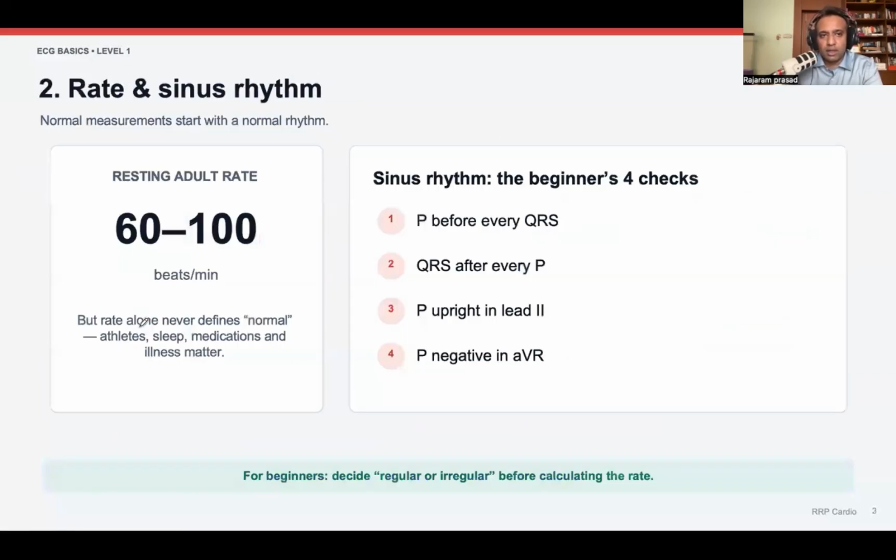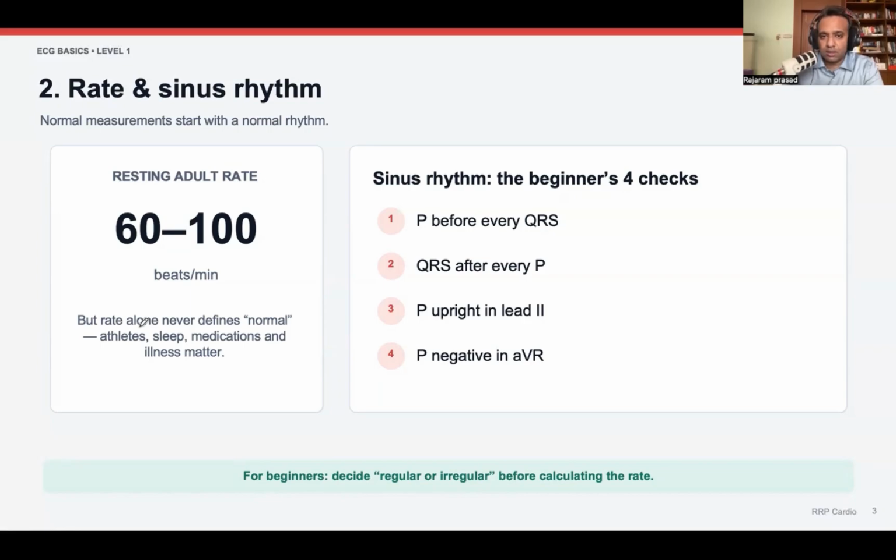And rate and sinus rhythm. So normal measurements start with a normal rhythm. Adult resting heart rate is between 60 to 100 beats per minute. Rate alone never defines normal. Athletes, sleep and some medication, heart rate can go down a little bit, and during illness, as when fever is there, then the heart rate will rise. But usually resting adult heart rate is between 60 to 100.